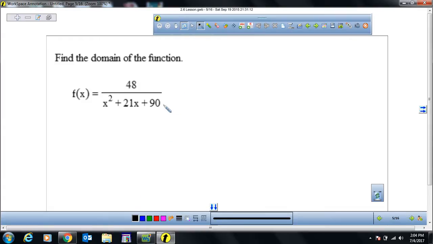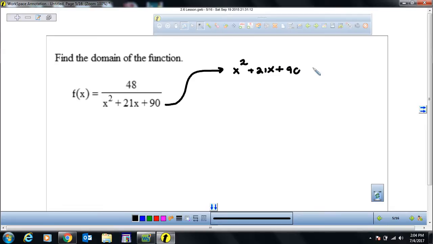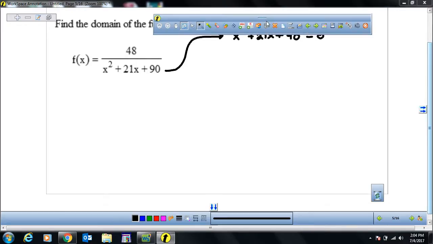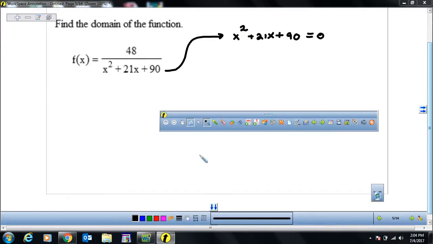And anything that makes it 0 on the denominator is going to make this fraction what we call undefined, or not defined. So in order for me to find the values that make that denominator 0, we need to first of all equal the denominator to 0 and solve for x. Now, this is a quadratic equation. In order for me to solve a quadratic equation, the process that we're going to use is what we used back then in section P.5, which is factoring.